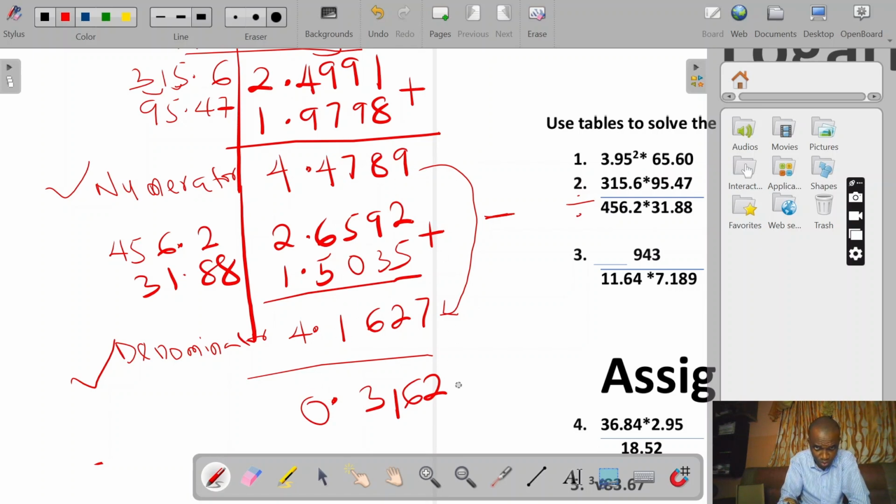Again, 9 minus 7 is 2. 8 minus 2 is 6. 7 minus 6 is 1. 4 minus 1 is 3. So I'm to find the antilog of this number. So 0.31 under 6, difference 2.